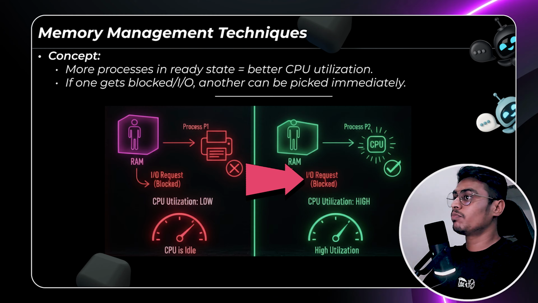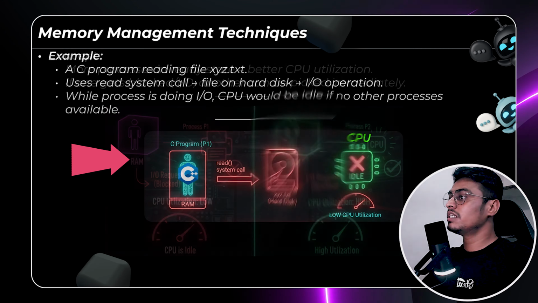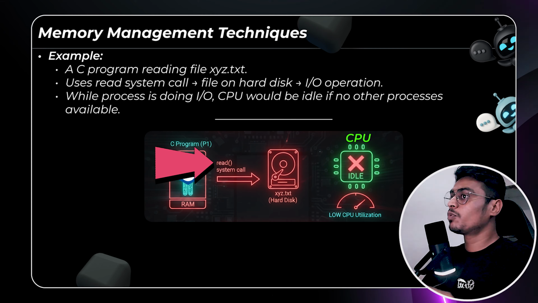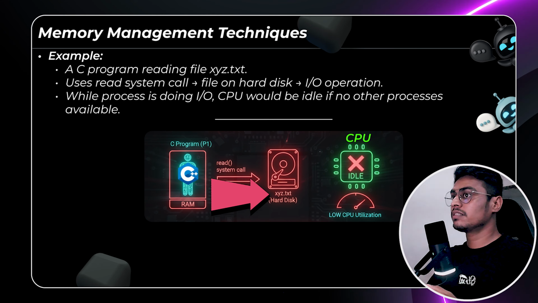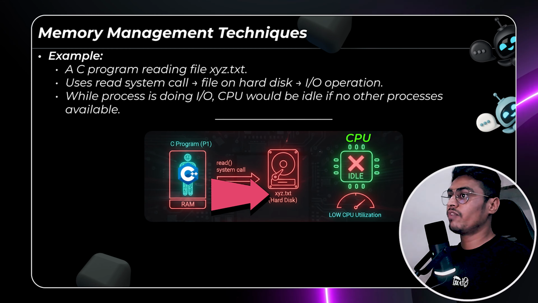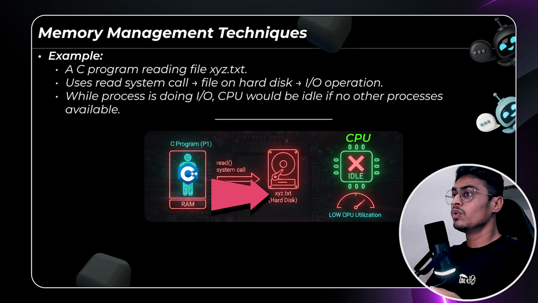If that process gets blocked or requests an IO operation, we immediately have another process available. Consider a simple example: writing a C program that reads content from file xyz.txt. During execution, this program uses a read system call. Since the file is located on the hard disk, this becomes an IO operation. When a running process requests to read this file, the CPU allows it to perform IO, and then the process temporarily exits the CPU. When one process performs IO, another process in the ready state can immediately use the CPU.